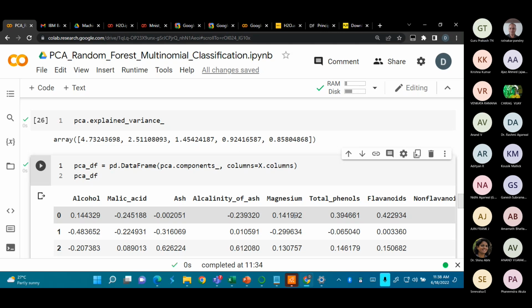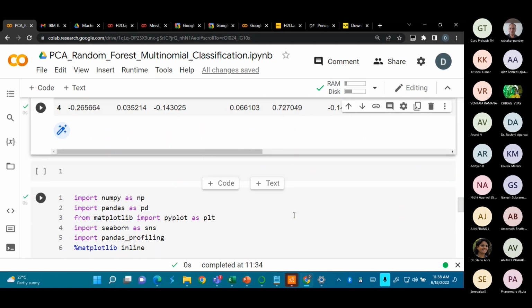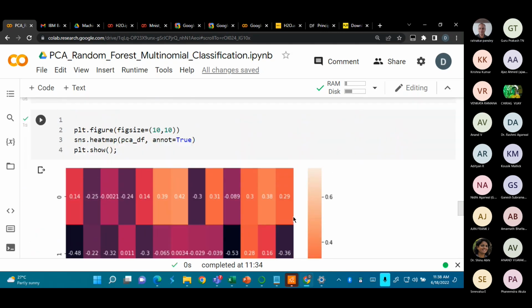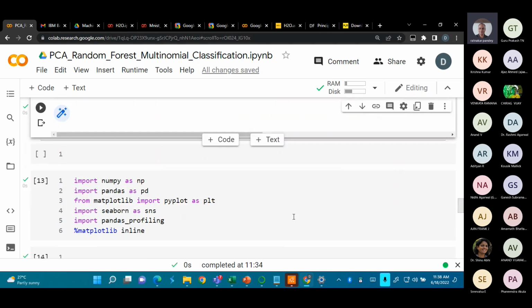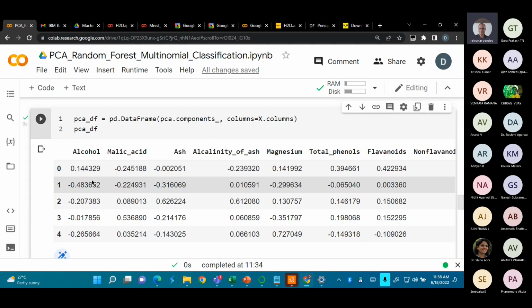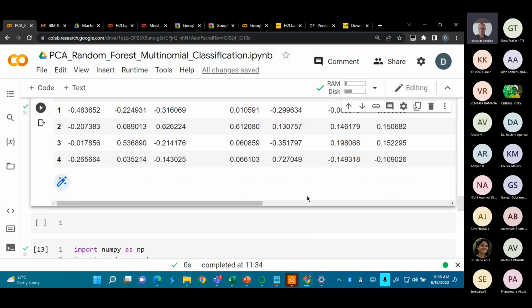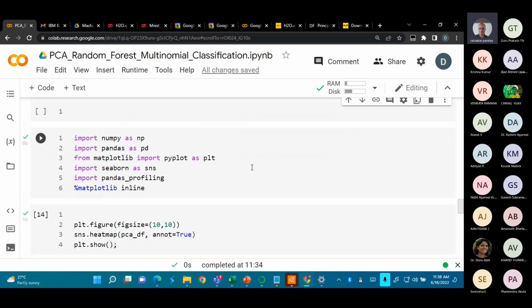Yes, sir. Done. All right. Okay. So next, we'll plot what we are seeing over here, the ones that we call the loadings. So let's import some of these packages. Pandas profiling is not needed, but import everything else: NumPy, Pandas, matplotlib.pyplot as plt, Seaborn, and %matplotlib inline. Pandas profiling is not needed.